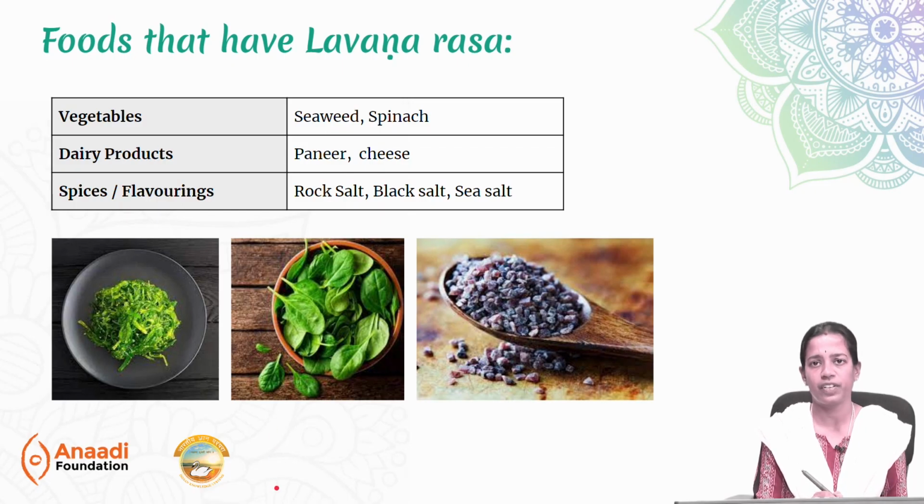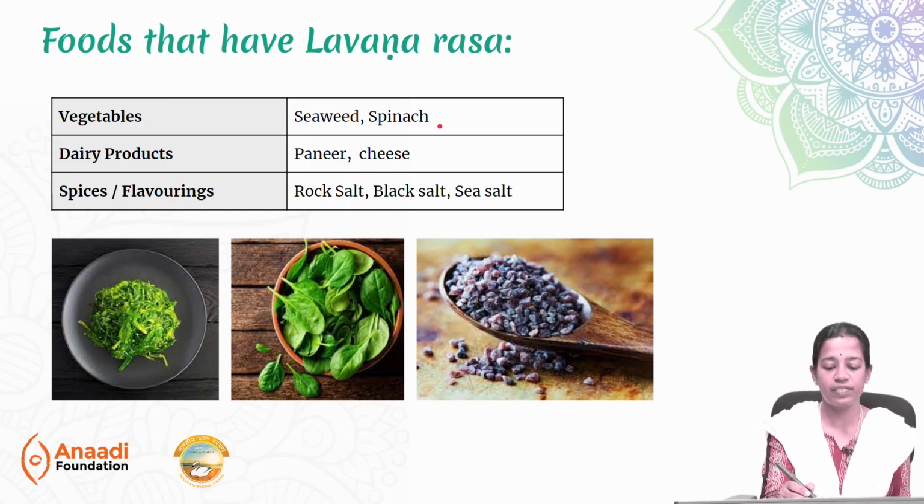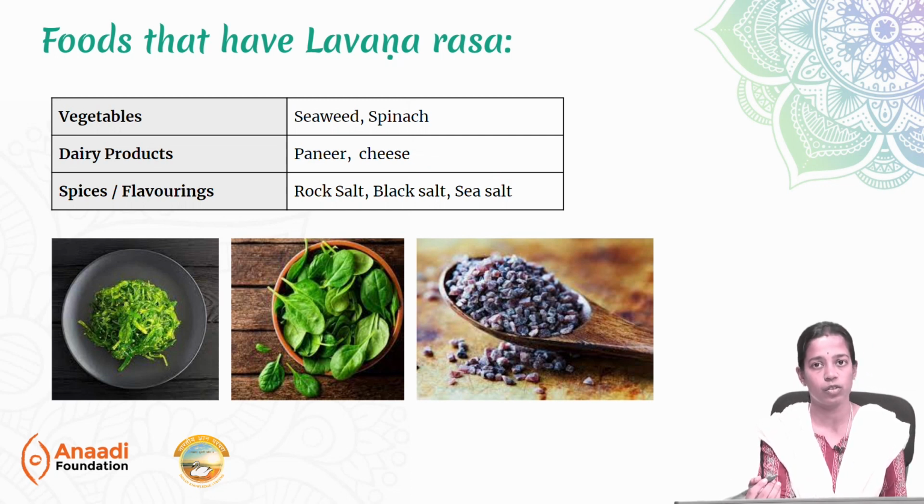Some examples of Lavana rasa include seaweed and spinach in vegetables. Dairy products such as paneer and cheese are also good in Lavana rasa. Spices such as rock salt, black salt, sea salt, all of these are good examples of Lavana rasa.